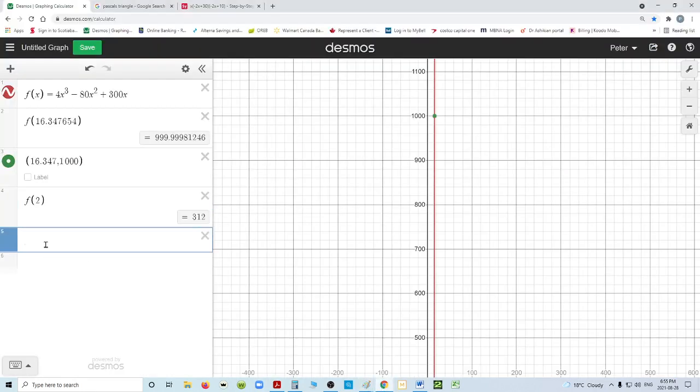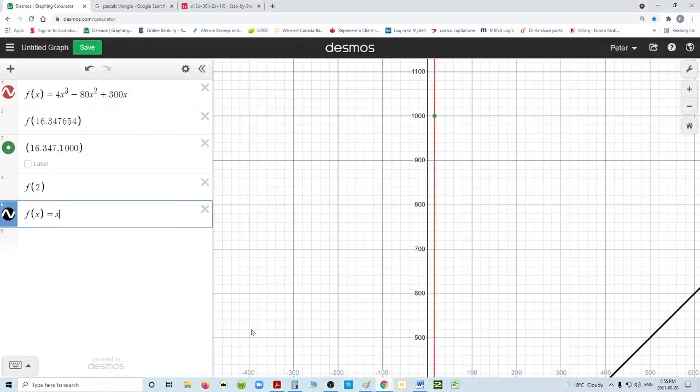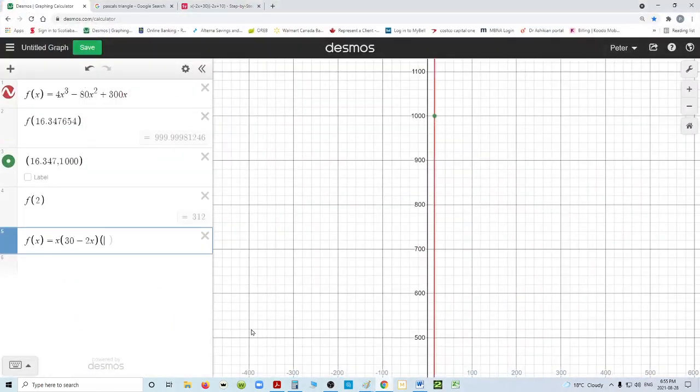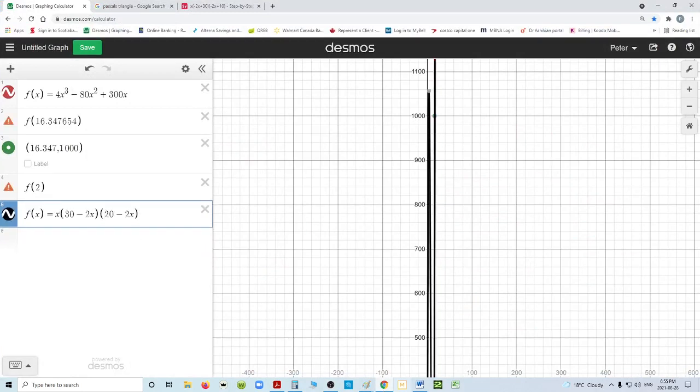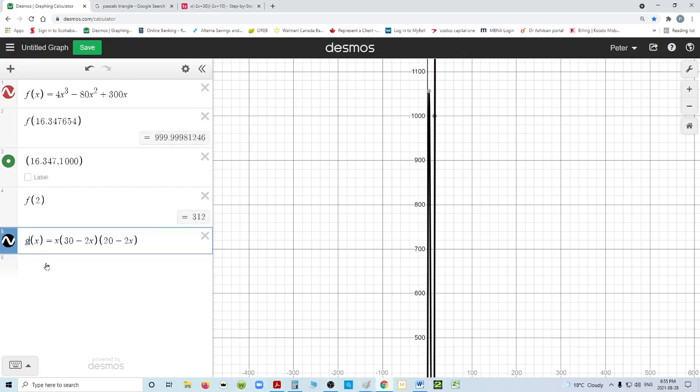See if I got the actual thing right with the original roots. X, 30 minus 2x. And the other one was 20 minus 2x. And I'll call it G so it doesn't conflict with the other one. And I'll do G of 2. 832. Yeah, that's what I got.